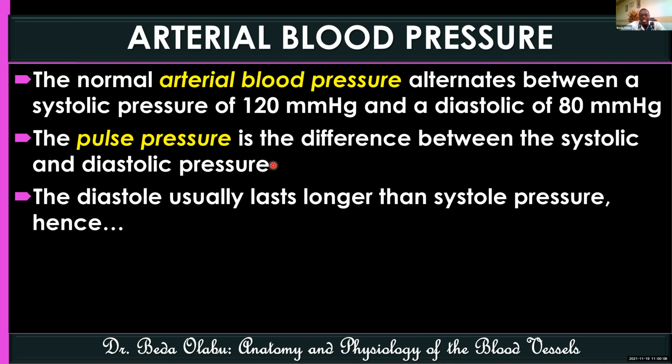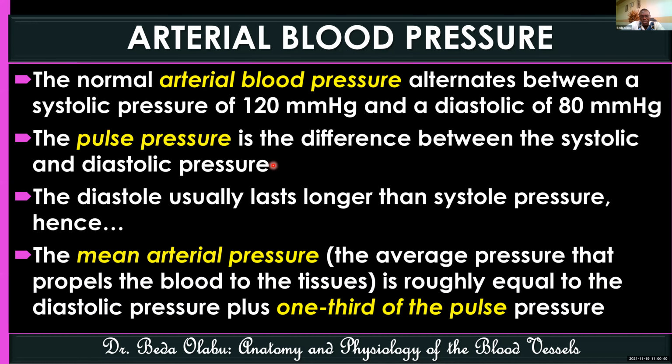The implication is that if you are to calculate the mean arterial blood pressure, we can't just say it is 120 plus 80 over 2 to get 100. That can't work. Because we are saying that diastolic pressure lasts longer than the systolic pressure, which means that the diastolic pressure has more predominance in determining the mean arterial pressure than what the systolic pressure has.